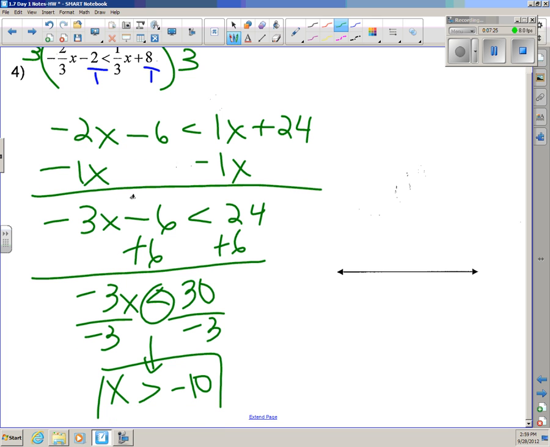When you go ahead and graph this, negative 10 is in the center, negative 9 is to the right, negative 11 is to the left. It's greater than, open circle, because negative 10 would not be a part of the solution, and all the numbers greater than are the numbers to the right.